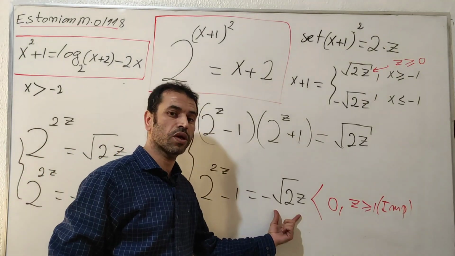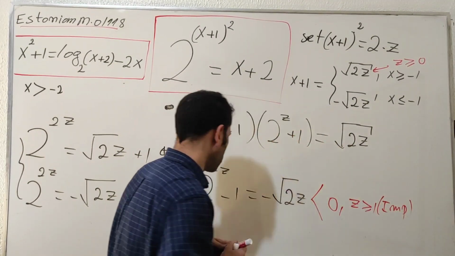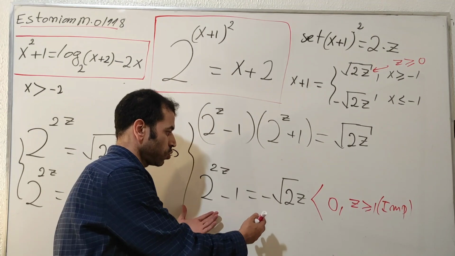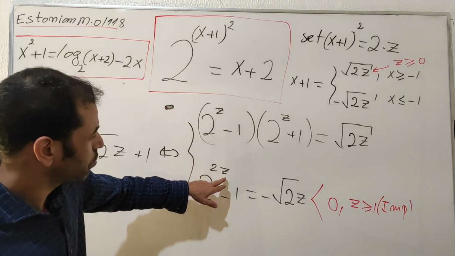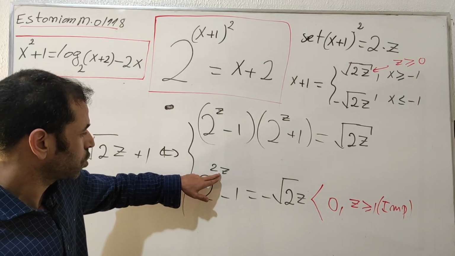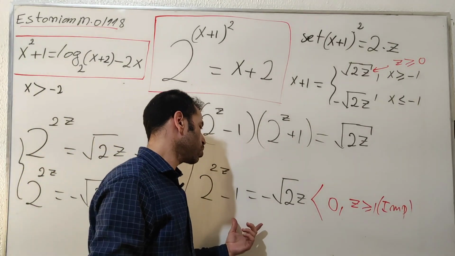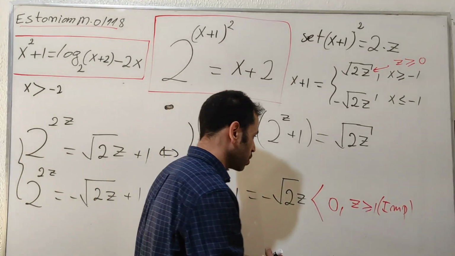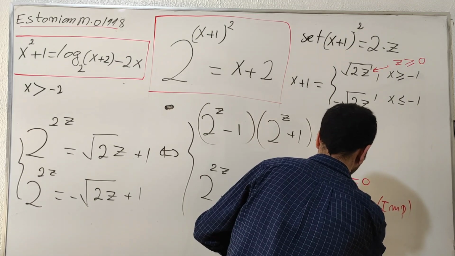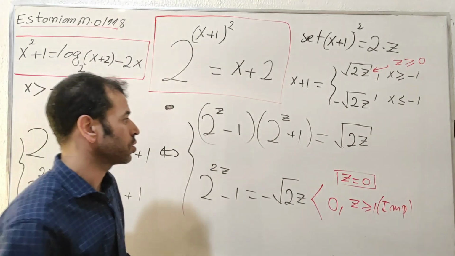Okay, so in order to maintain this equation and make it work correctly, we need to give z 0. If we give z 0, I get 2 to the 0, which is 1. 1 minus 1 is 0. Also this one will have 0. 0 equals 0, which is fine. Okay, so which means I will have the solution at z equals 0.